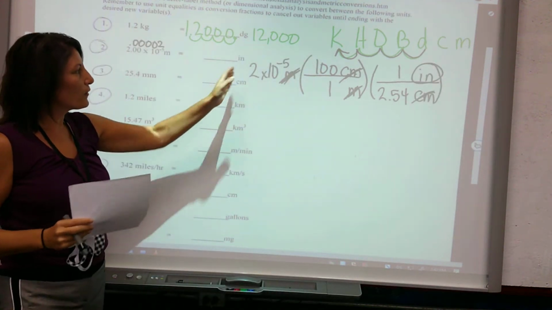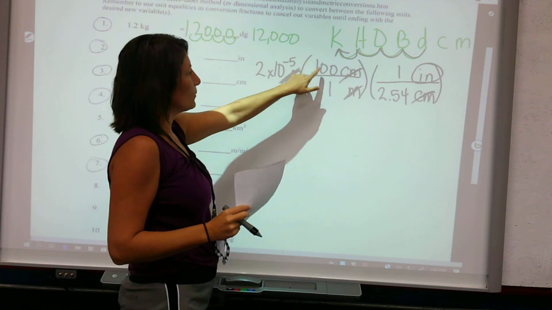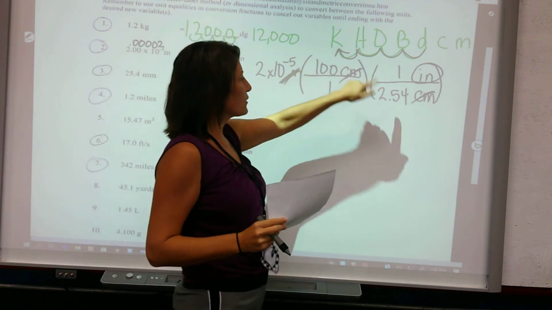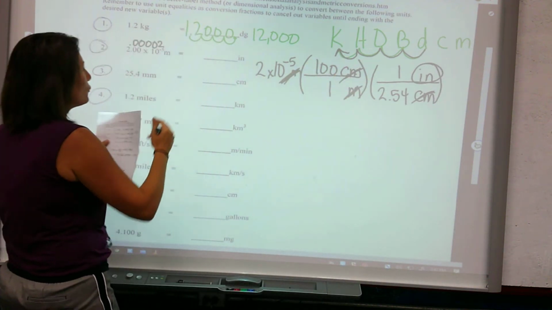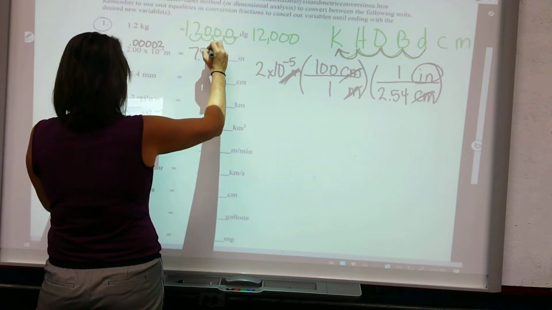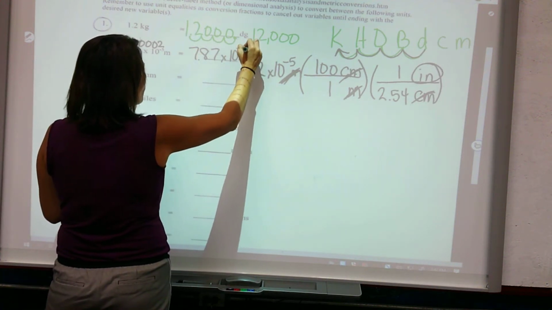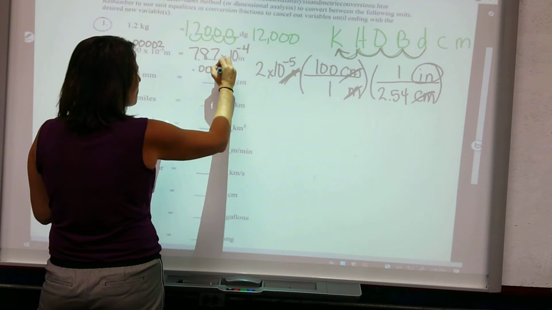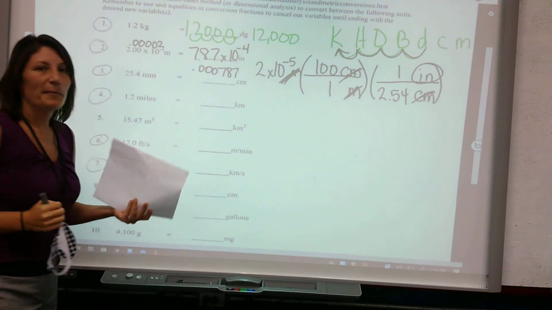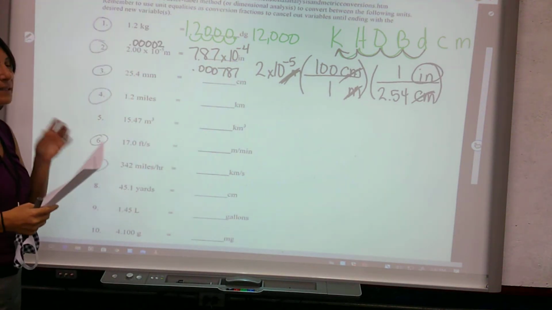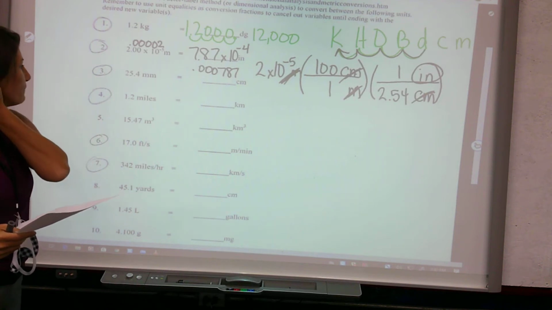And when you solve for this, 2 times 10 to the negative 5th, multiply by 100. Take that answer and divide it by 2.54. You should get 7.87 times 10 to the negative 4th, or it might look like 0.000787. I'm not real picky on how you round these things, so don't worry too much about that.